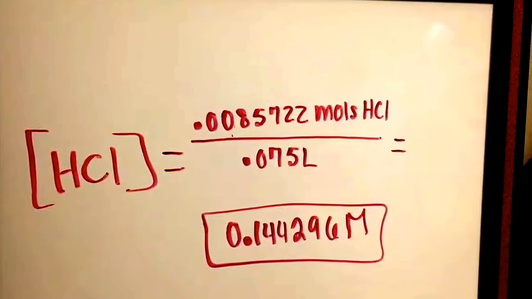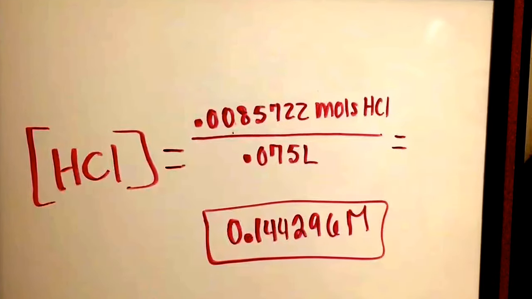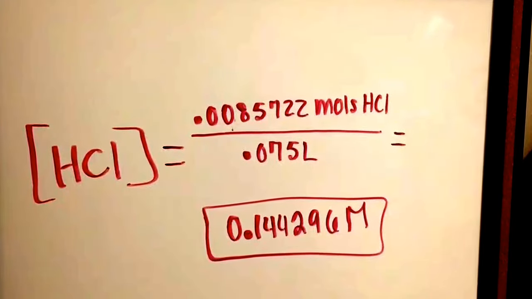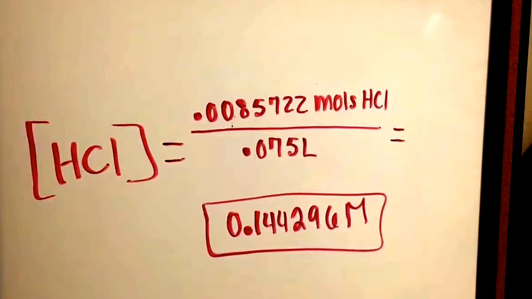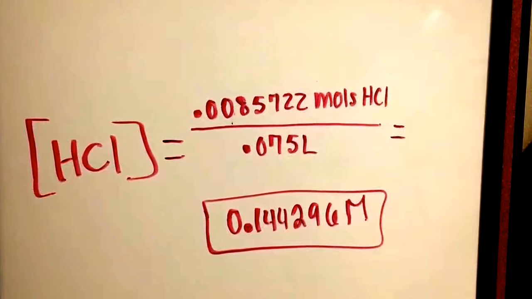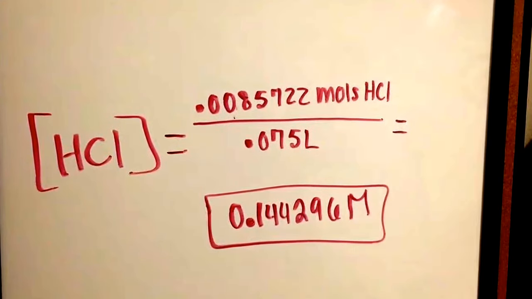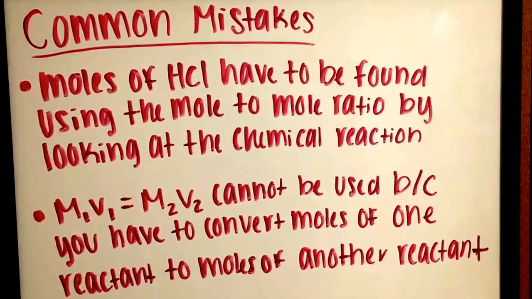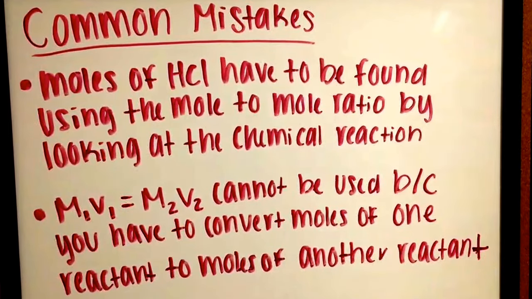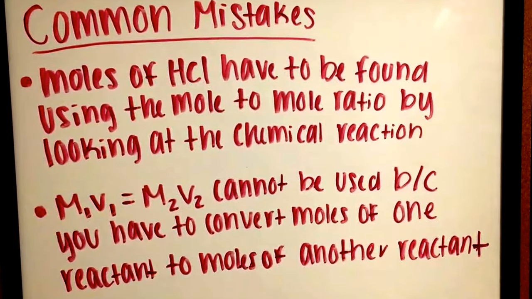After finding the moles of HCl, all we have to do is plug it into the equation moles divided by volume equals molarity, and our final concentration for HCl is 0.144296 molar.